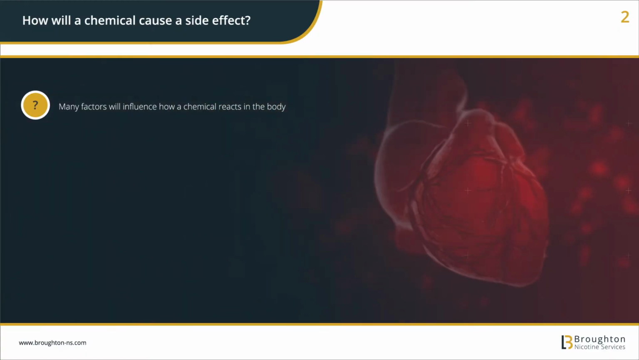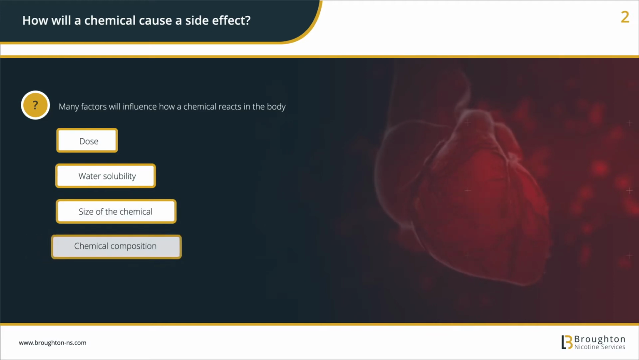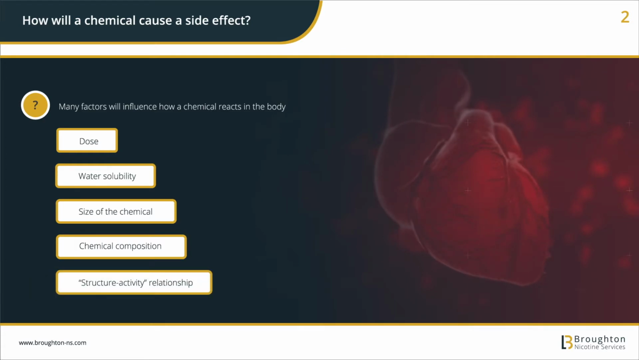How a chemical will cause an effect is down to various factors such as the dose of the chemical, its inherent chemical properties, like whether it is soluble in water and the size of the molecule, and whether it can react with substances in our bodies. This relationship is known as a structure-activity relationship.